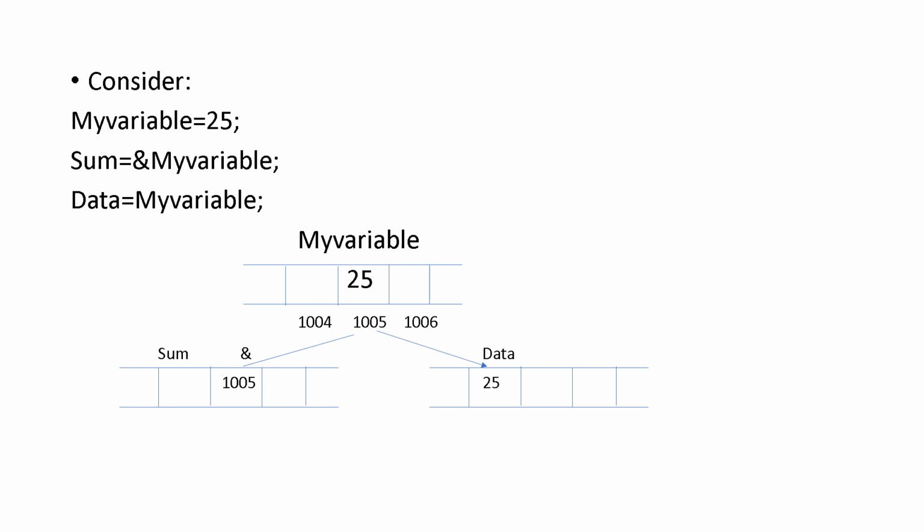That is, when this ampersand sign is there, it means the address is being referred to. Here's an example: myvariable is 25, that data has been stored in myvariable, and in sum, &myvariable, that is the address, is being stored in the variable sum, and the data, 25, is directly stored in data. Here is the pictorial representation: myvariable, and this 25 has been stored in address location 1005. Since sum = &myvariable, the location 1005, that address, will be stored in sum, and in data the value will be stored.